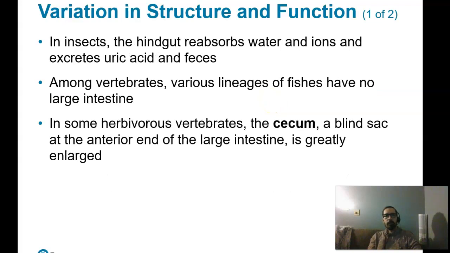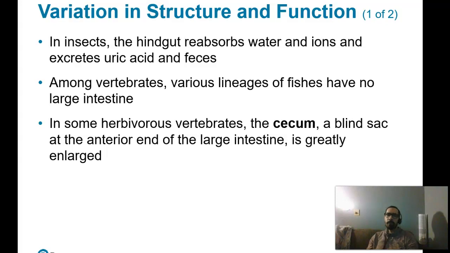And so just to show you some of the variation that exists in different animals. In insects, the hindgut is the one that reabsorbs the water and ions, and then it excretes the uric acid and feces. And in other vertebrates like fishes, these animals have no large intestine. So they have a stomach and then they have an intestine that's pretty much the same size. There's no small and large. It's just the same size throughout.